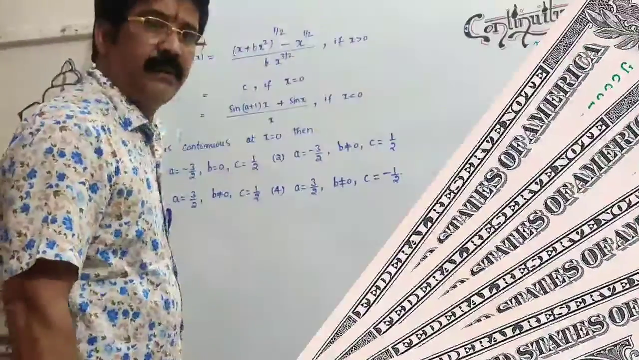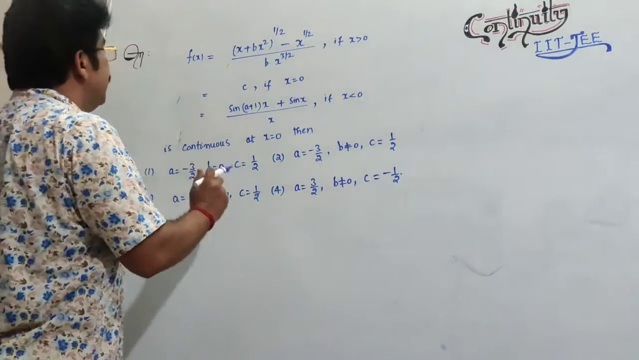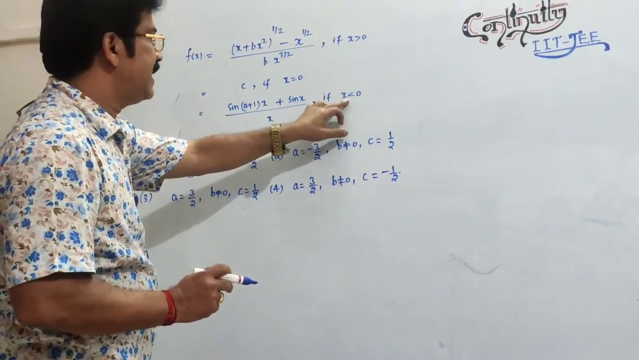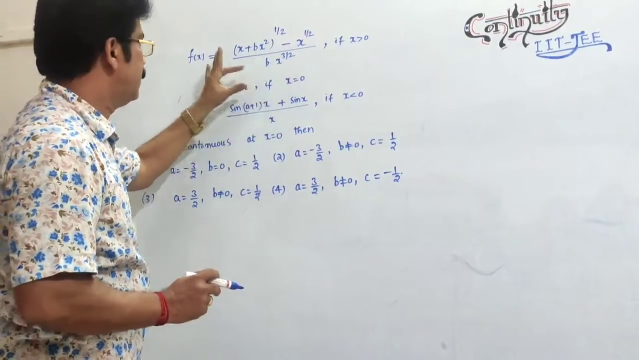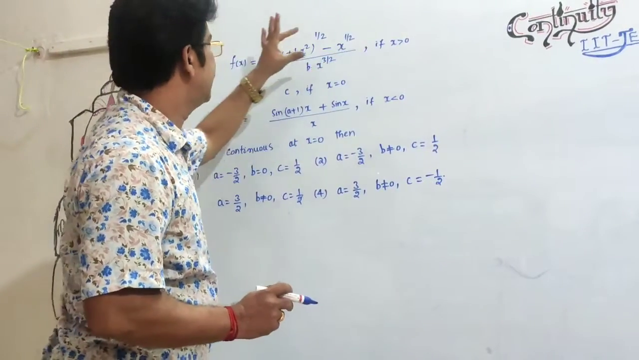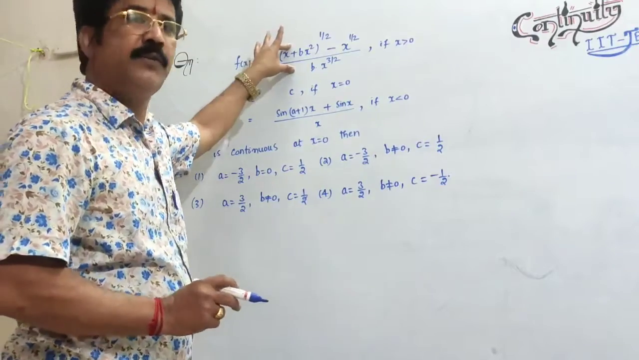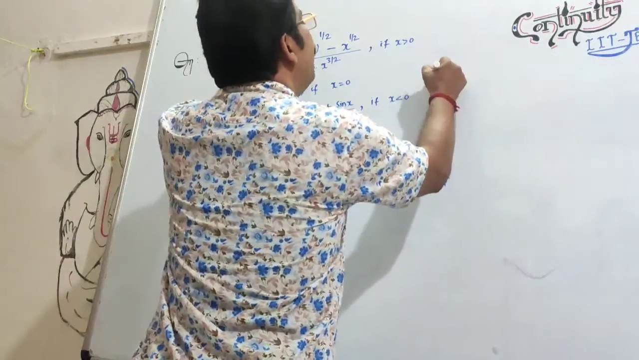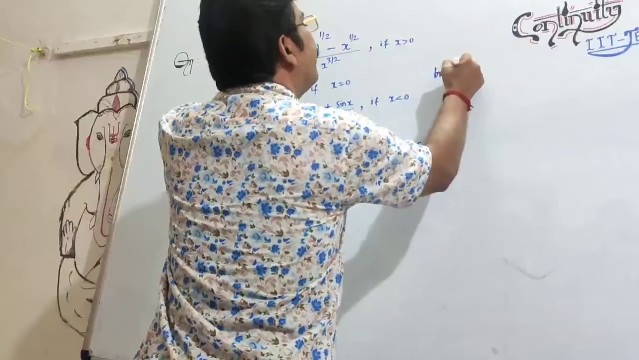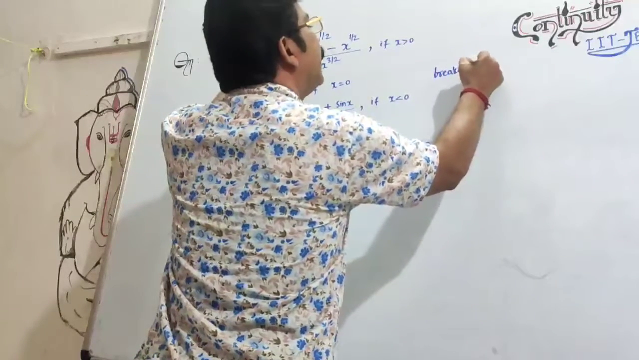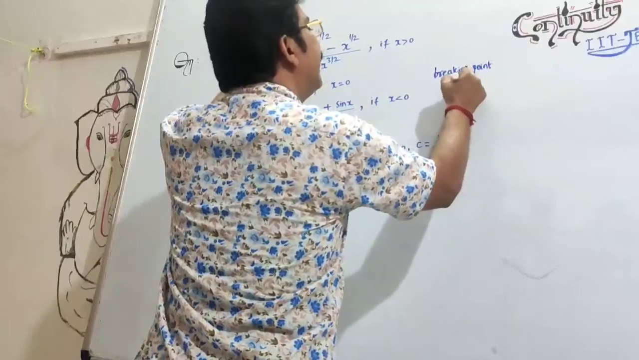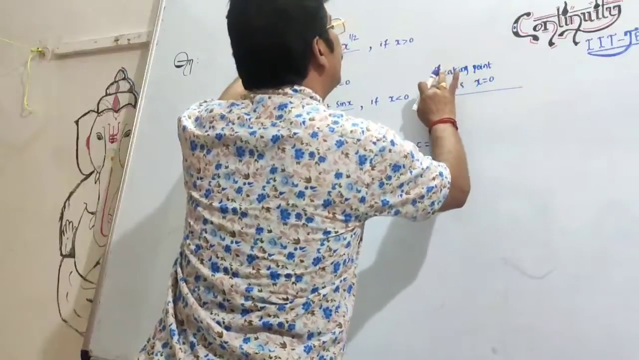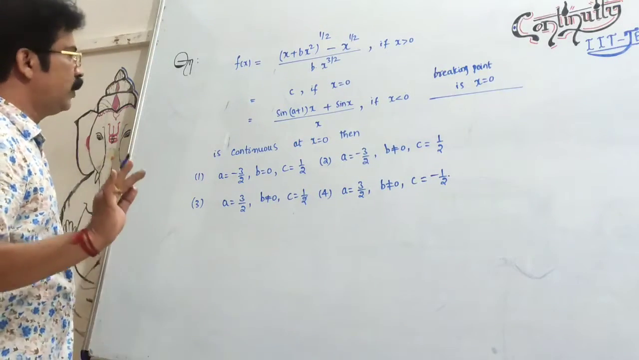Hence the problem. Next question. f of x equal to 3 cases: x less than 0 case, x equal to 0 case, x greater than 0 case. So which one is the breaking point? 0. So therefore, the breaking point is x equal to 0. Okay.